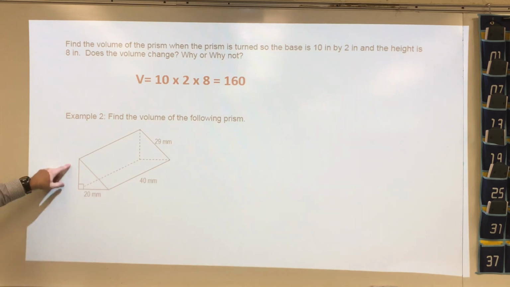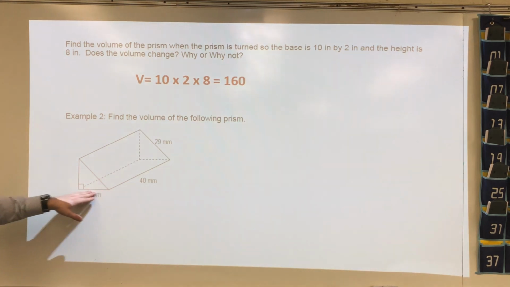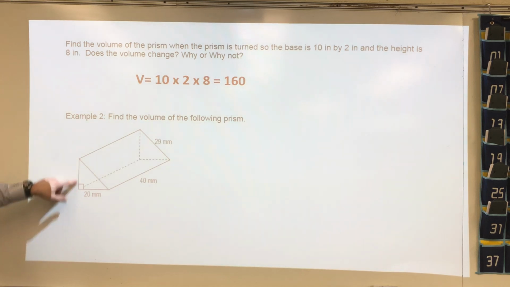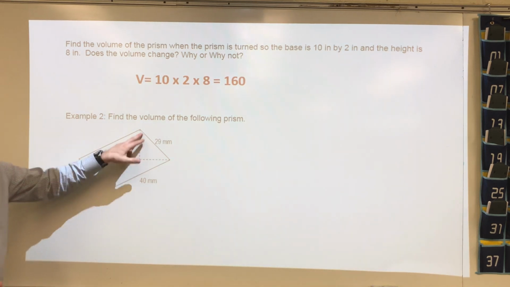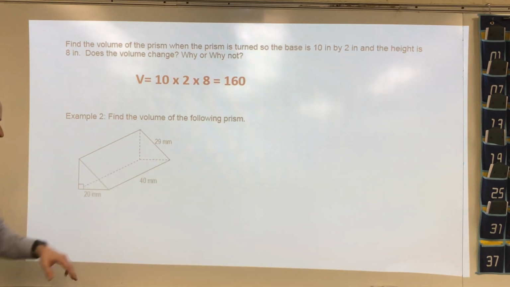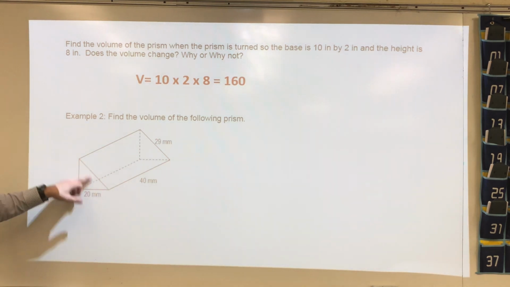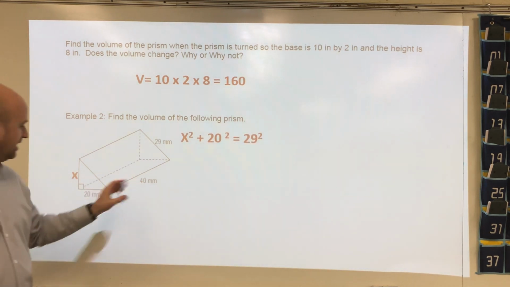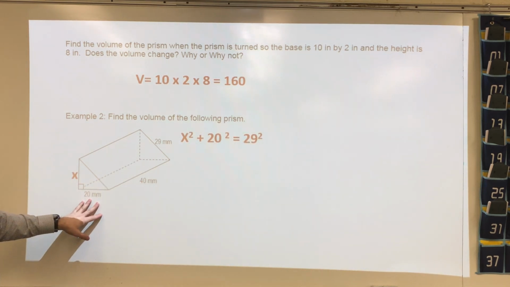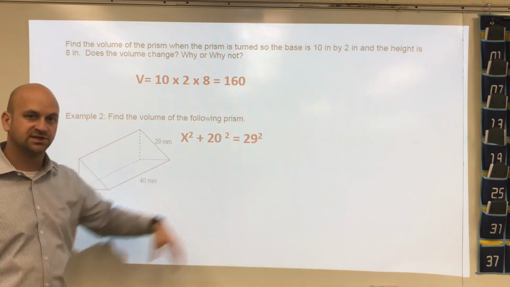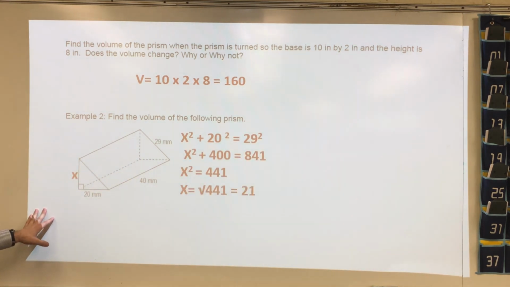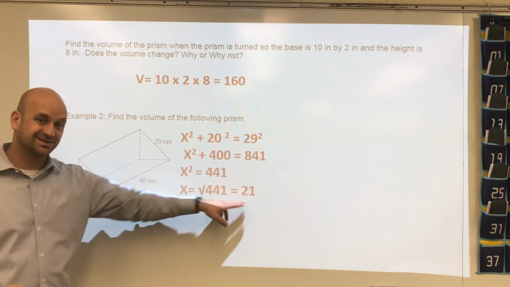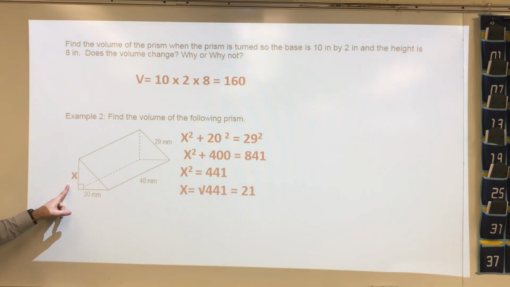Now the question is, how do we find the area of a triangle? Well, this is 20, and we don't know what this is right here. It doesn't tell us, but they do tell us this is 29, so this would be 29 as well. So we're going to use the Pythagorean Theorem to find the missing side right here. We have x squared plus 20 squared is equal to 29 squared. And so we go through the Pythagorean Theorem and find that the side length is actually 21 units.